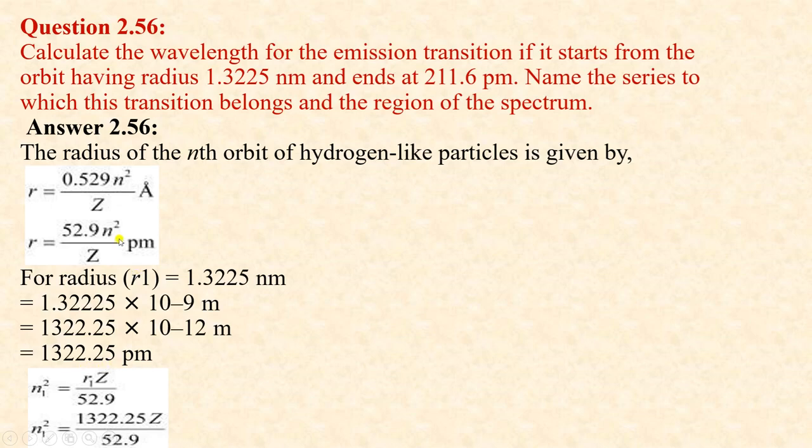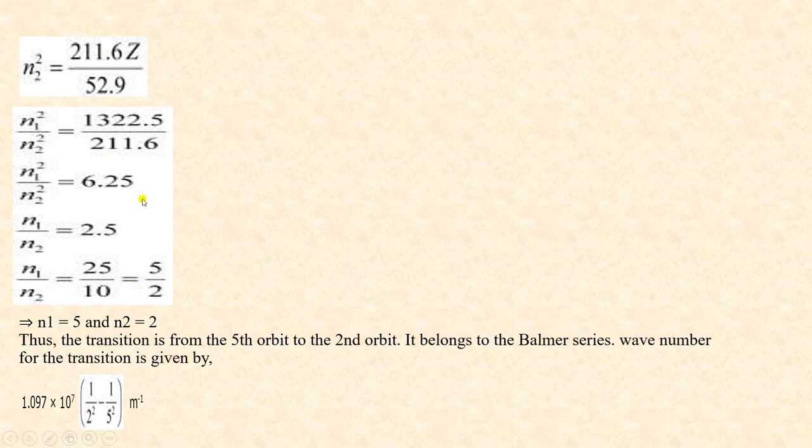Now the same formula is used here, but we have to find out the value of n1. So n1 square is equal to r1 Z divided by 52.9. Now the value of r1 is given, so put all the values. When you put the values, you can find the value of n1 square. In the same way you will find the value of n2 square.